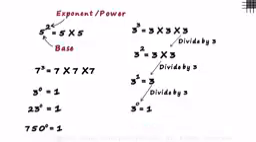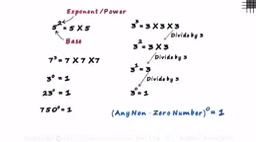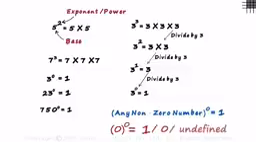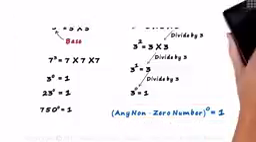Actually, not any number. Any non-zero number raised to 0 will equal 1. 0 raised to 0, some mathematicians say is 1. Some say it's 0, and some say it's undefined. But we can surely say that any non-zero number raised to 0 is 1. There are two more simple concepts we will understand in this video.